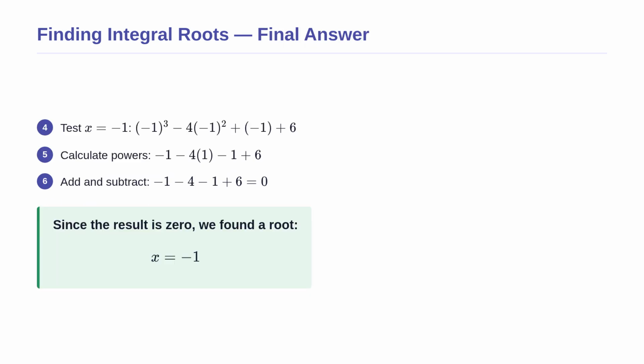Now that we have narrowed down infinity to just 8 possible numbers, let us test -1. We substitute -1 wherever we see an x in the original polynomial. Calculating the powers first, -1 cubed is -1 and -1 squared is +1. Performing the basic addition and subtraction from left to right, we get -1 minus 4 minus 1 plus 6, which equals exactly 0. Because the result is 0, we have successfully found a root. Physically, this means the graph of our polynomial crosses the x-axis exactly at the coordinate -1.